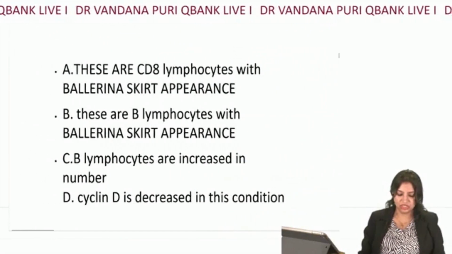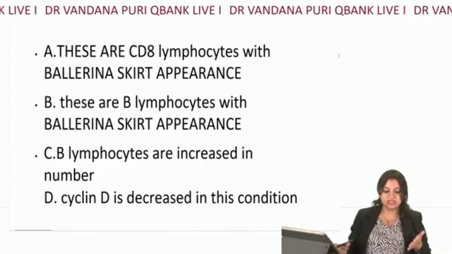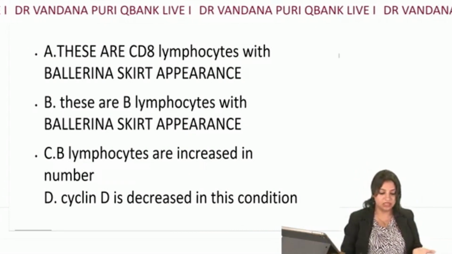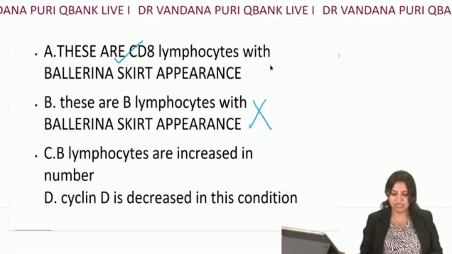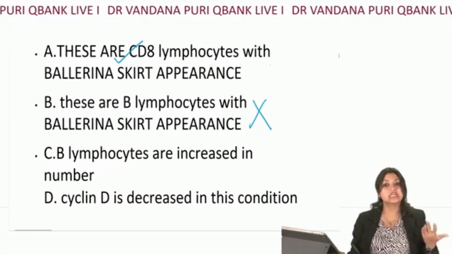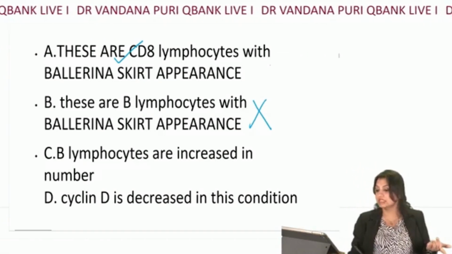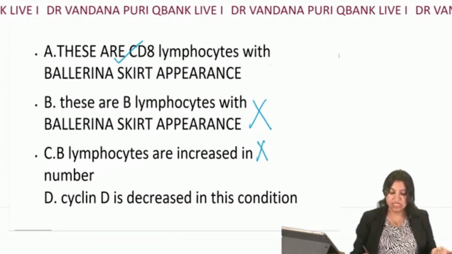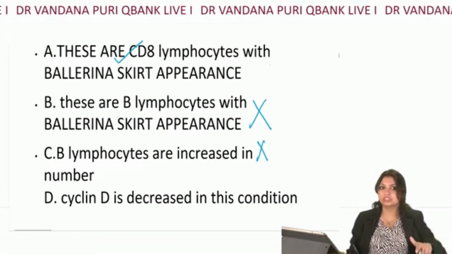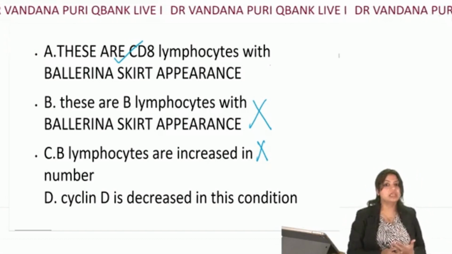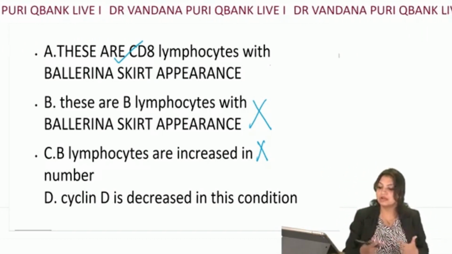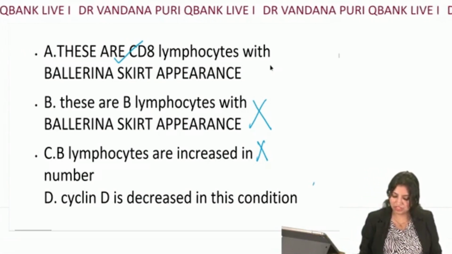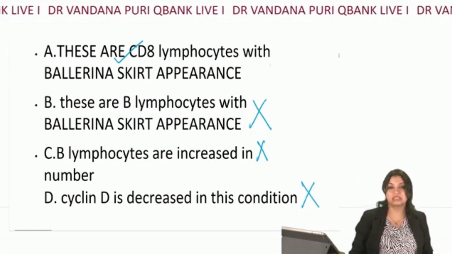Now read this question. These are CD8 lymphocytes with ballerina skirt. That's true. These are B lymphocytes with ballerina skirt. That is wrong. B lymphocytes are increased. No, T lymphocytes are increased, so this is also wrong. Cyclin D is decreased. No, just now we studied, no. The EBNA gene typically increases the levels of cyclin D so that more cell proliferation continues. So the levels of this is increased. So the answer is A.